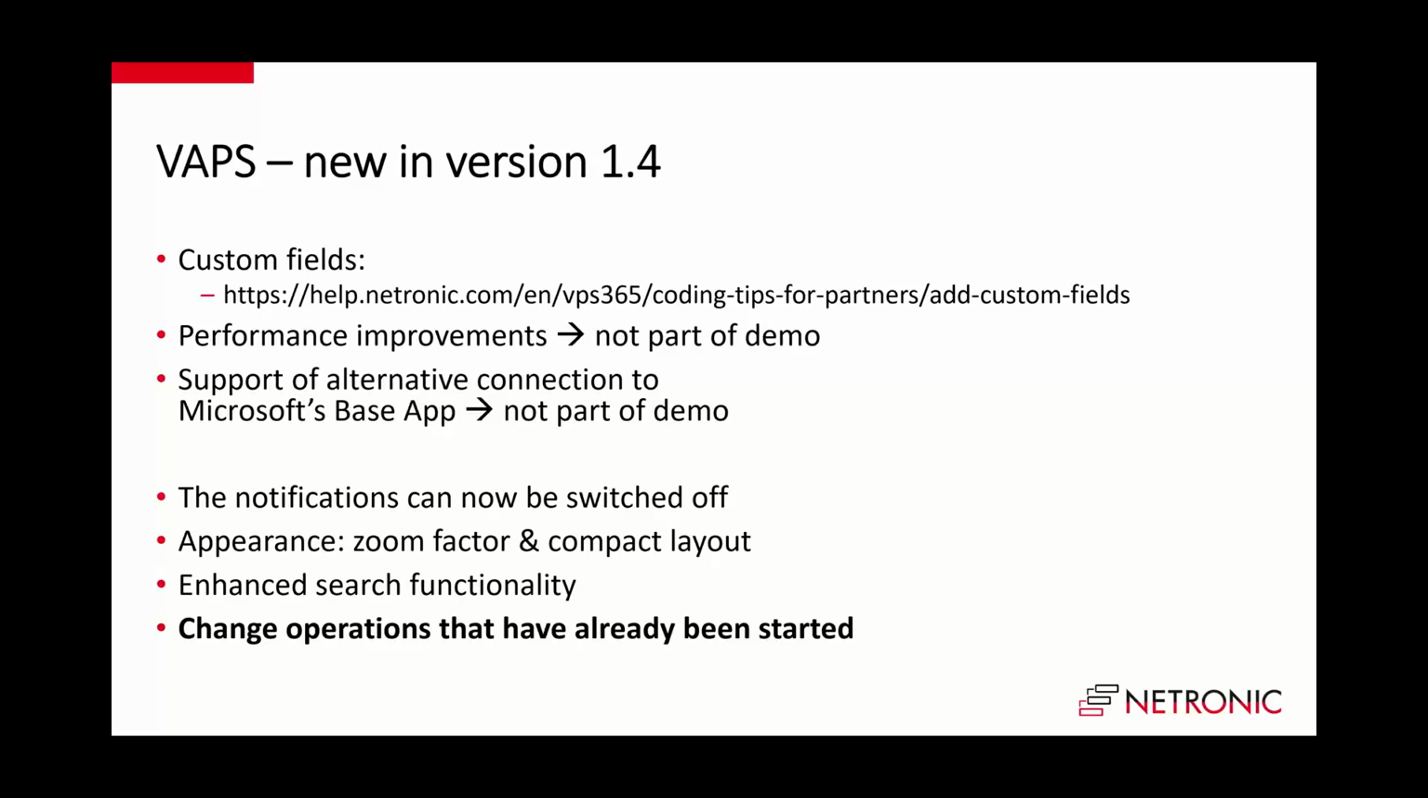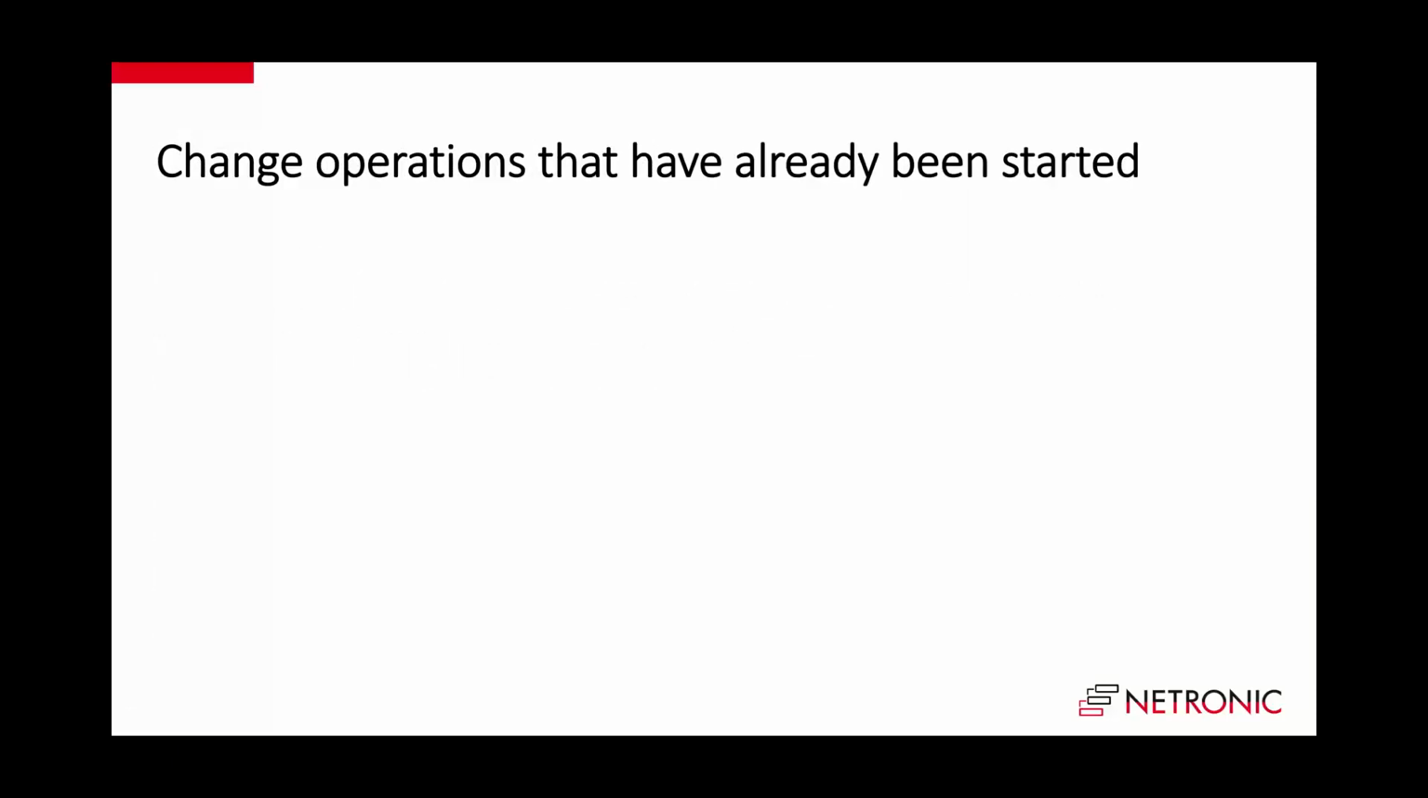And then the biggest new feature is actually that we worked on capabilities to change operations that have already been started. So you have a released production order. This released production order has operations, and now you have already postings on this operation, and then something happens that you need to change this. In the past, we always said, okay, if a production order operation had been started, you cannot move it. And now we found some options how to make this possible. So let's dig into this a little deeper.